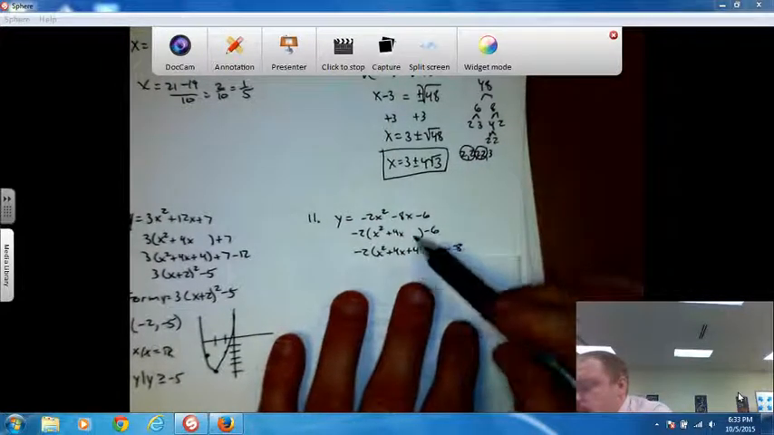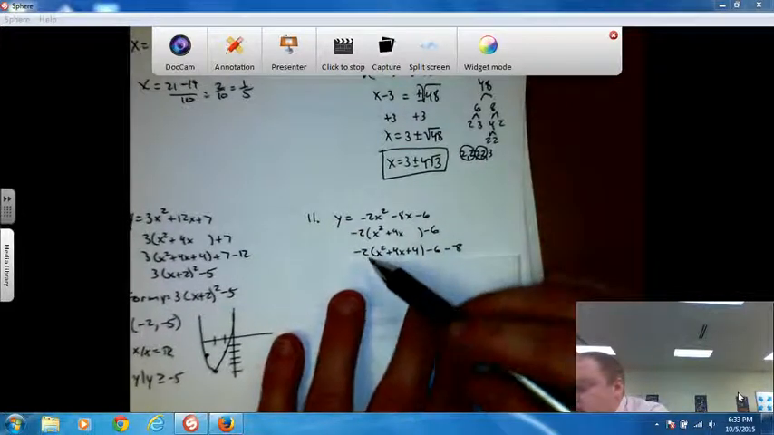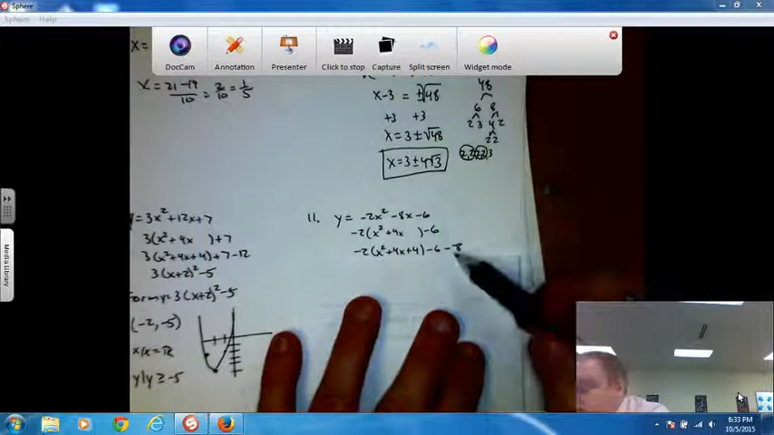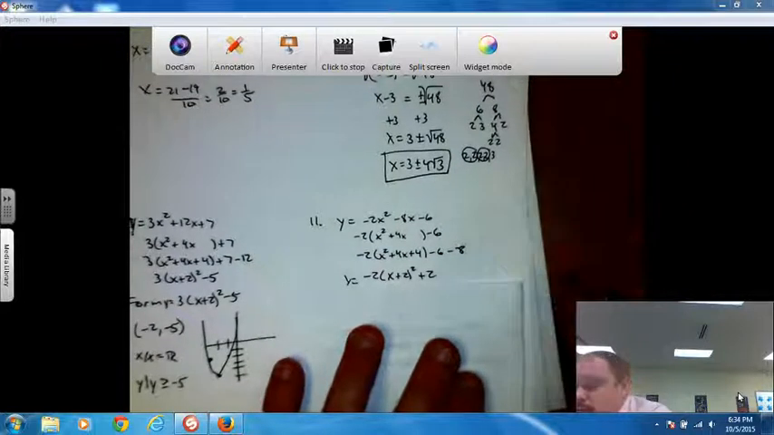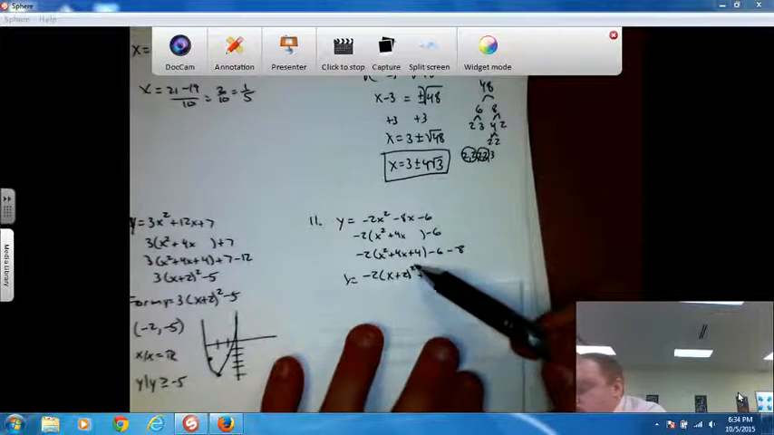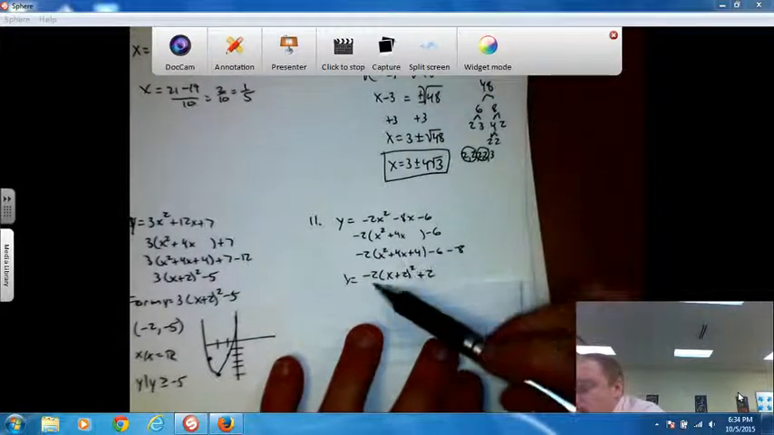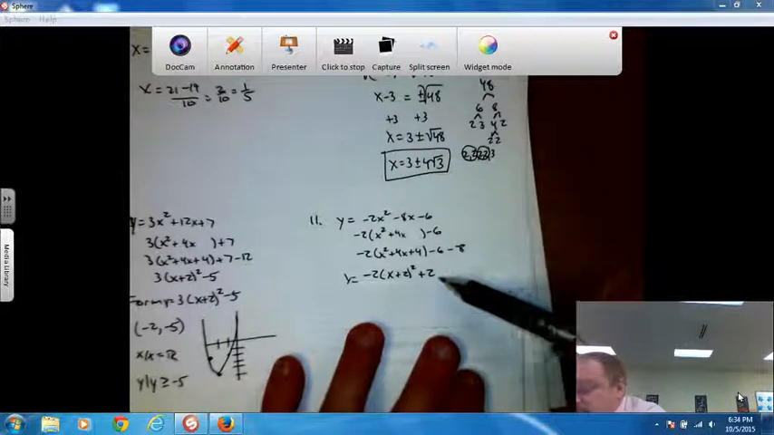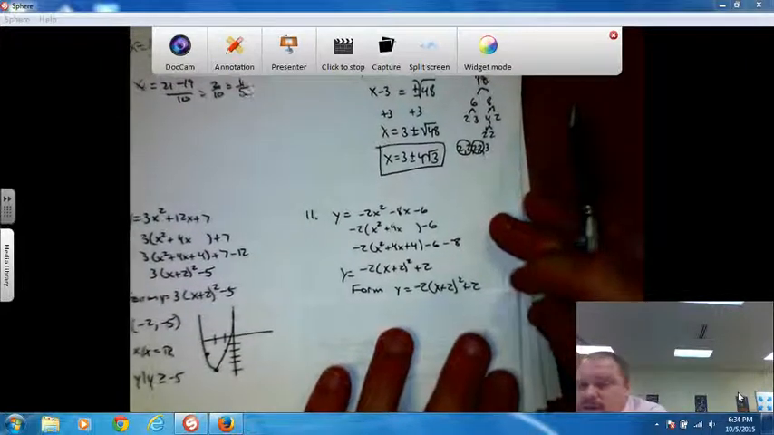So plus 4 inside parentheses, minus outside. 4 times negative 2 is negative 8. So that's what I wrote back here. So this is minus negative 8. So I factor this group. Half of 4 is 2, so we get x plus 2 squared, times negative 2, and then negative 6 minus negative 8 is plus 2. So that's my vertex form.